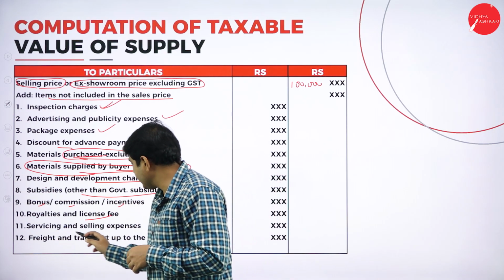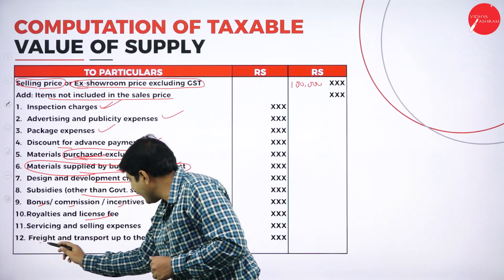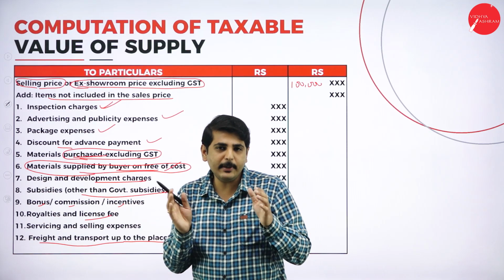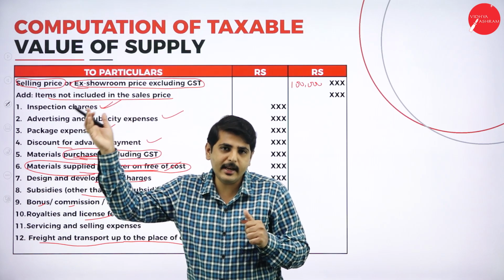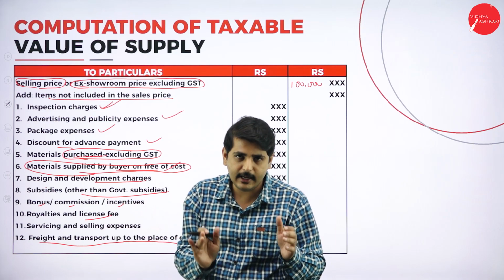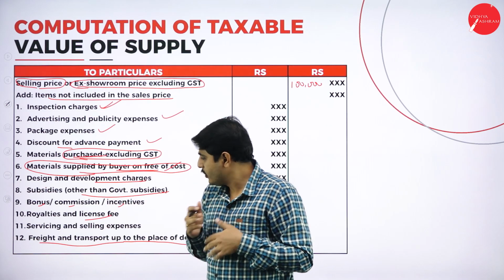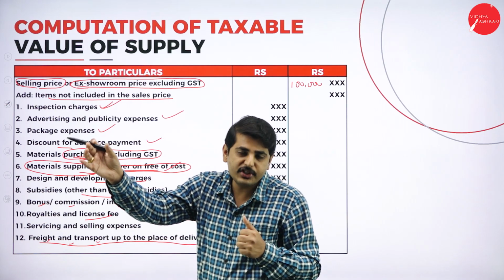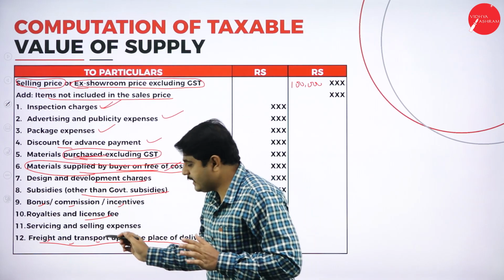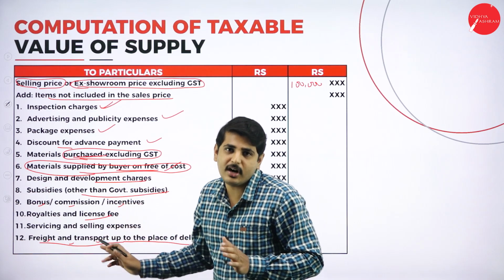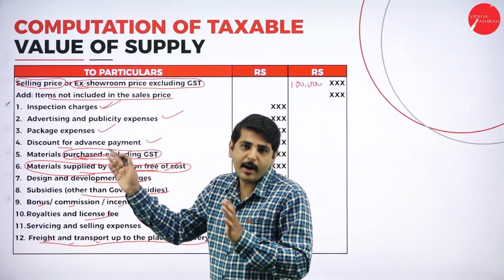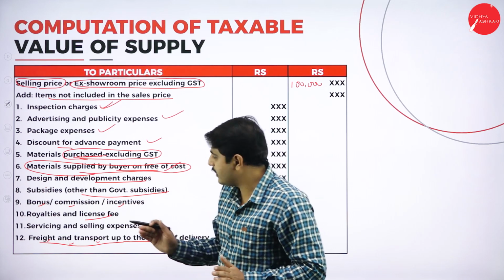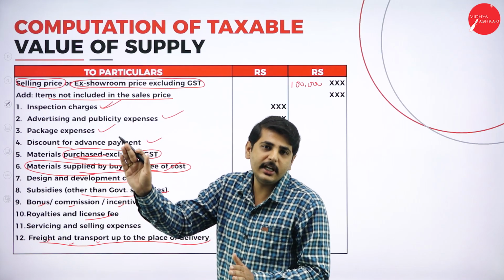Next one, service and selling expenses. Next point, freight and transport up to the place of delivery. What do you mean by that? Up to the place of delivery means, for example, an American supplier sending the goods to India. I am the recipient of the goods. So all the freight, transportation charges and insurance until the goods reach our port, the Indian port, are included. Any other charges after reaching the Indian port, we should not include. Only up to the place of our port.